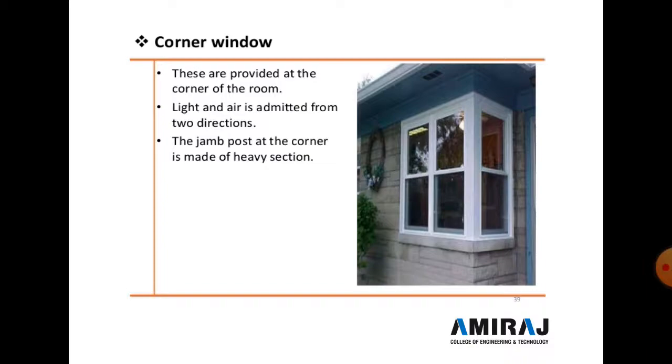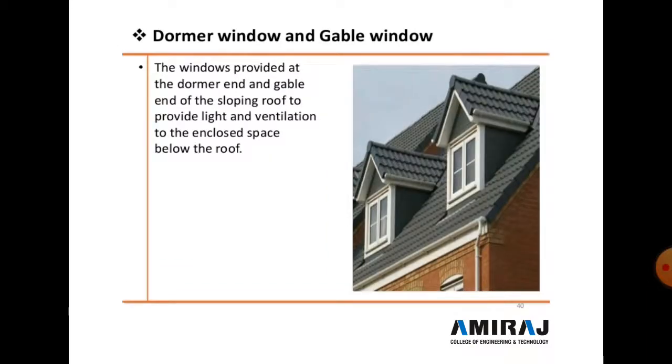Now the next type of window is a dormer window or a gable window. This type of window is provided generally in a bungalow scheme. A dormer or gable window is provided in a sloping roof for light and ventilation in a room. This type of window is provided in a bungalow or tenement scheme in which a roof is provided at the top.